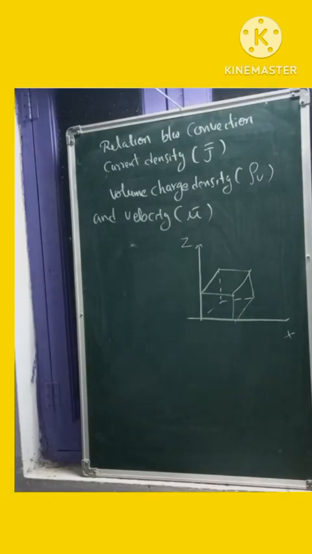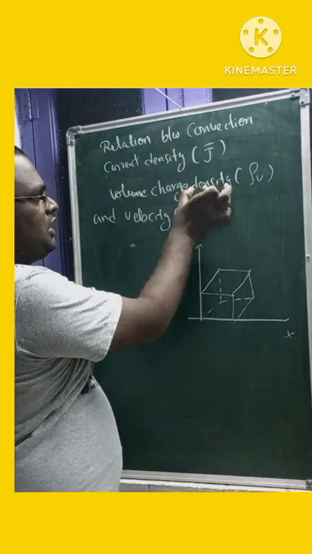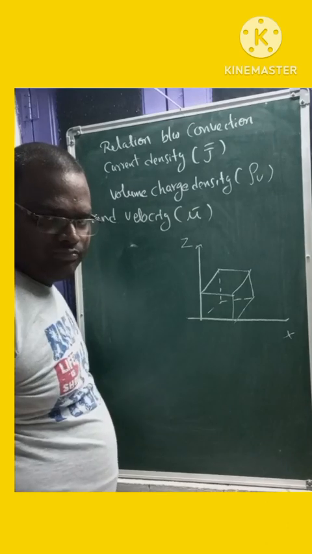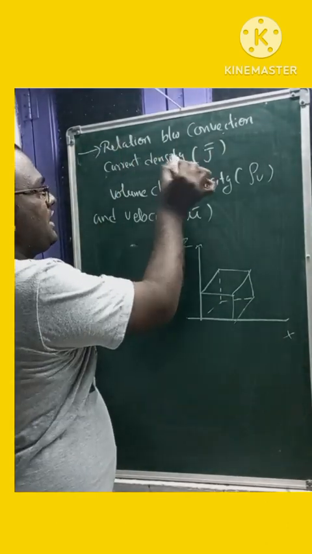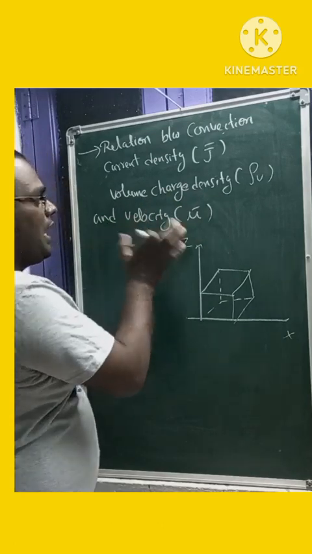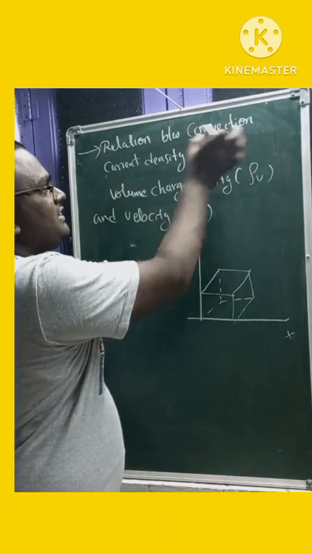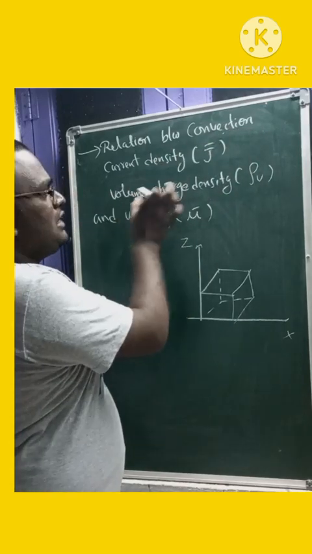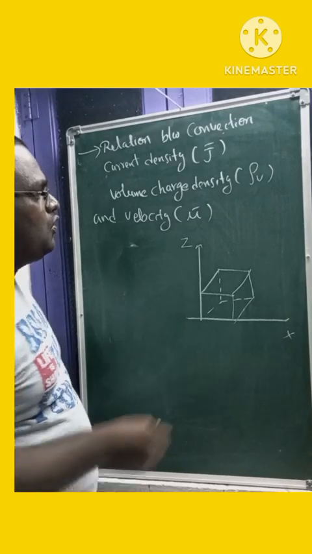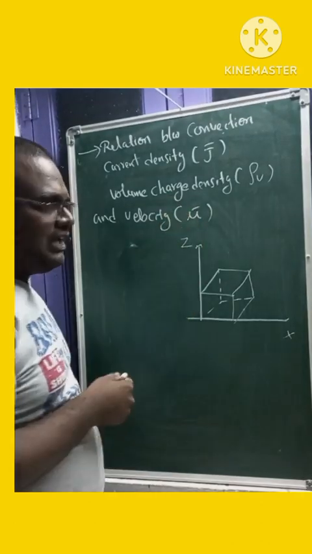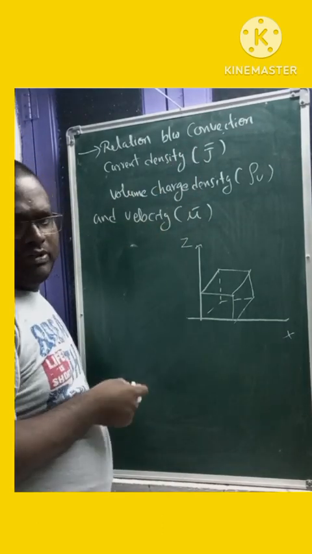Now coming to the topic: the relation between convection current density, volume charge density and velocity. Here we indicate the current density with J, the volume charge density with rho v, and the velocity with u. So we are talking about the relation between these three quantities.